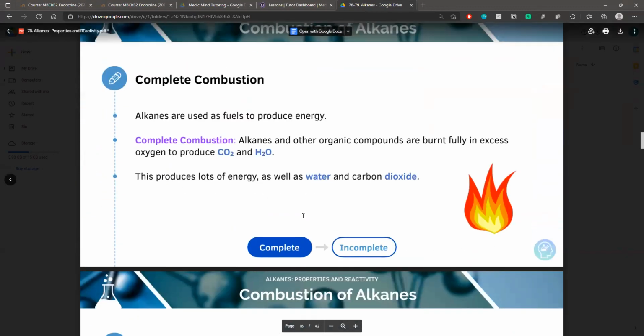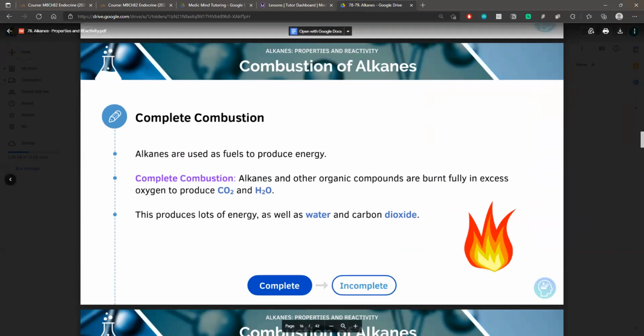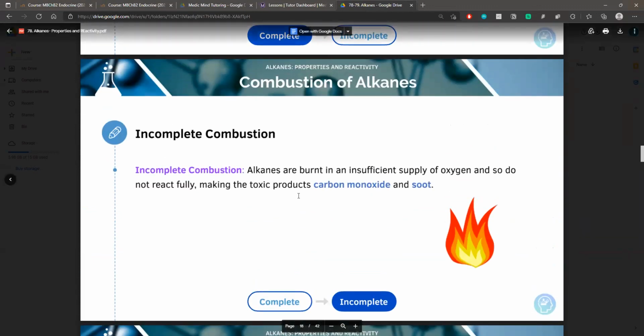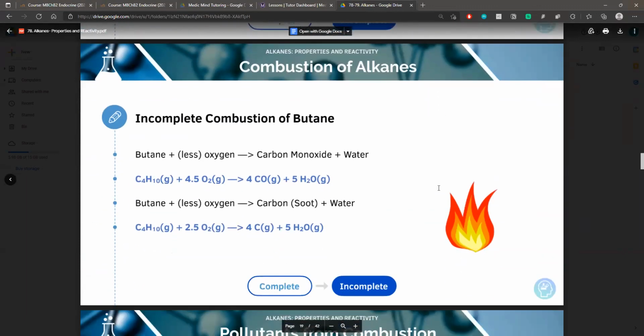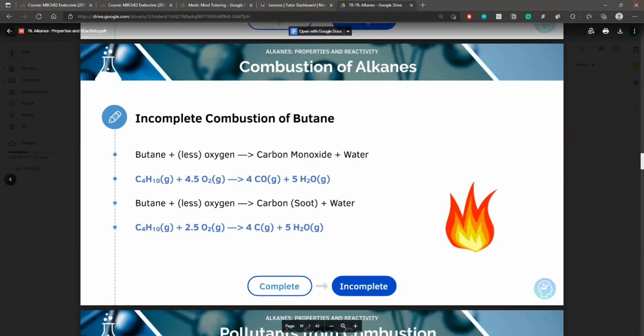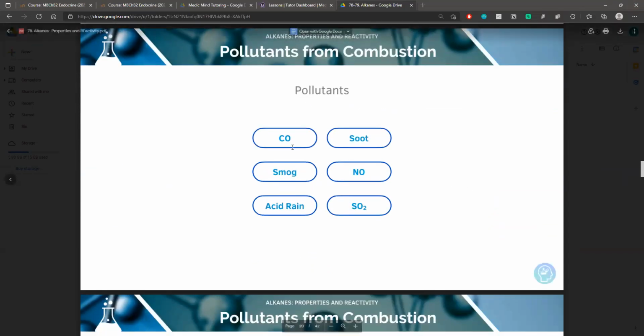Complete versus incomplete combustion. So complete produces CO2 and water, whereas incomplete produces carbon monoxide, carbon, which is soot, and also still water. So remember, water is the priority one. We produce water first. That is all balanced out. It's the carbon that tends to be potentially a little bit controversial with whether we produce it or not.